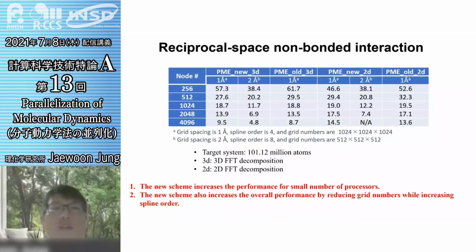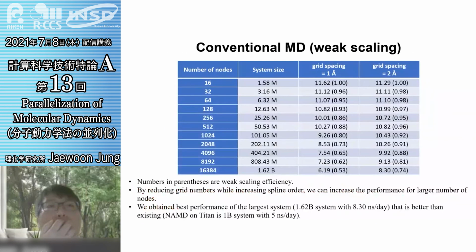But if we use a large number of grid points and a large number of processors, then the original scheme is comparable or even better than the new scheme. So using this kind of development, we could obtain good scaling of conventional MD. Here, we increase the system size twice by increasing the number of processors. And finally, we could simulate a 1.6 billion atom system.